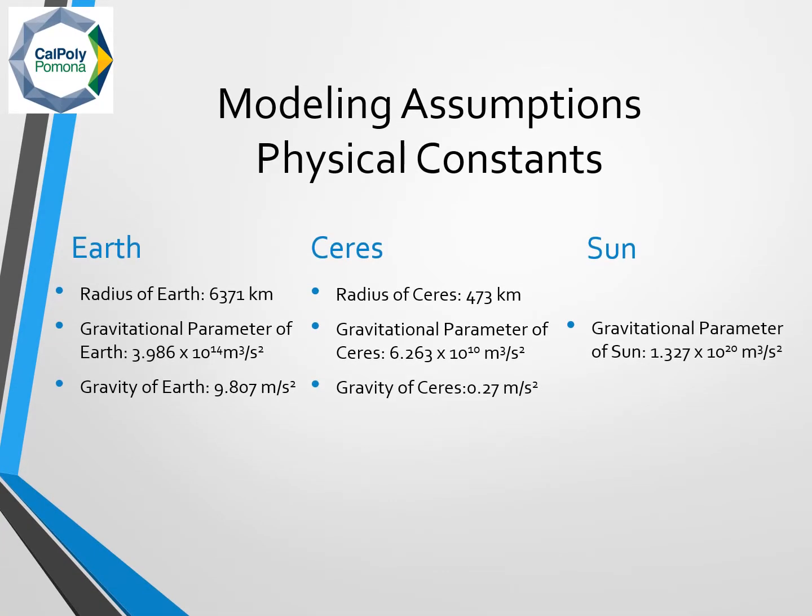Some physical constants include the radius and gravitational parameter of each planet. These values helped us solve the formulas used to generate a porkchop plot and determine the optimal date of departure for our spacecraft.